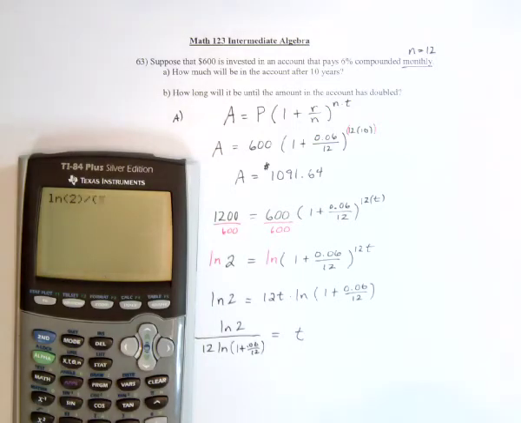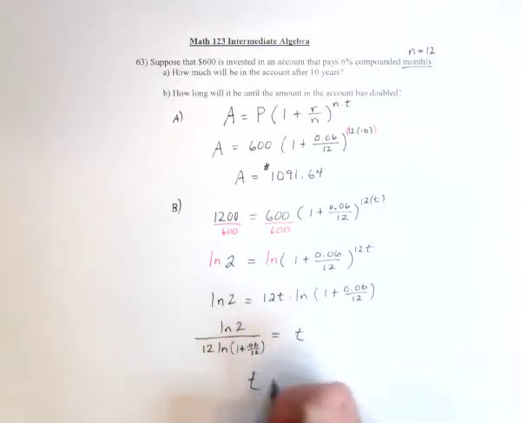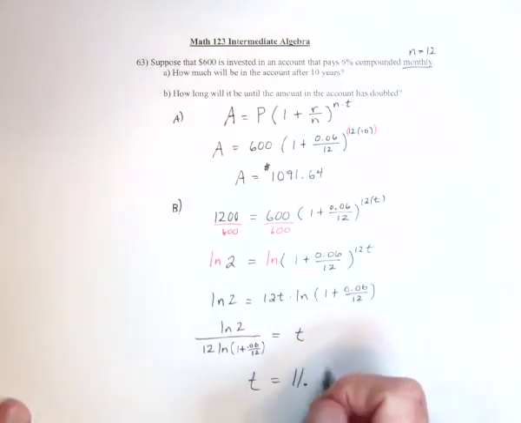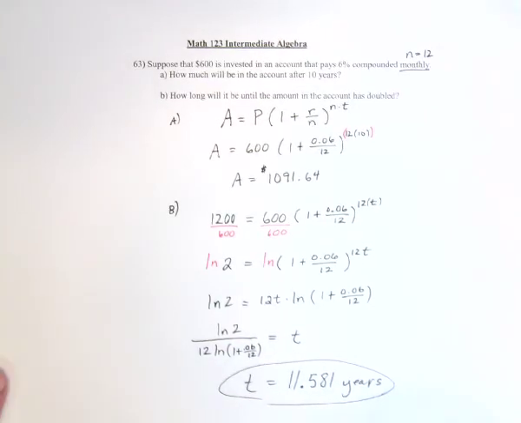Now, there's a 12 and there's a natural log in the denominator, so I need to wrap parentheses around those so the calculator understands all of this is in the denominator. And then close the logarithm and close the fraction. And the time is 11.581 years. So after about 11 and a half years, the $600 would grow into $1,200.